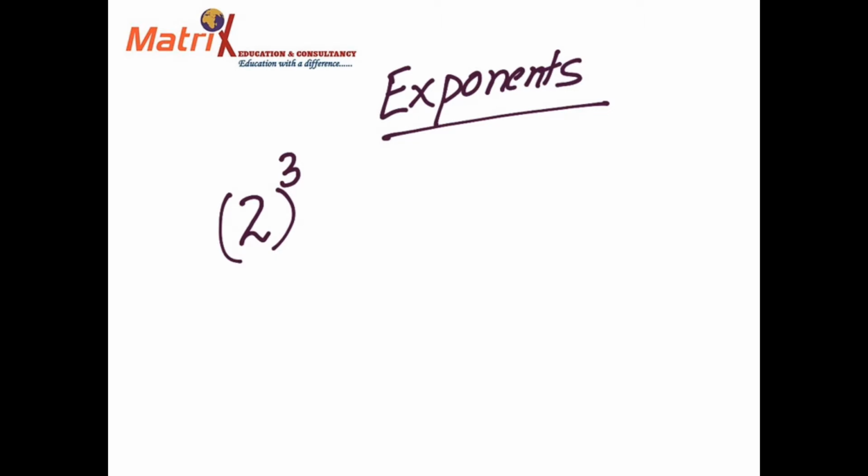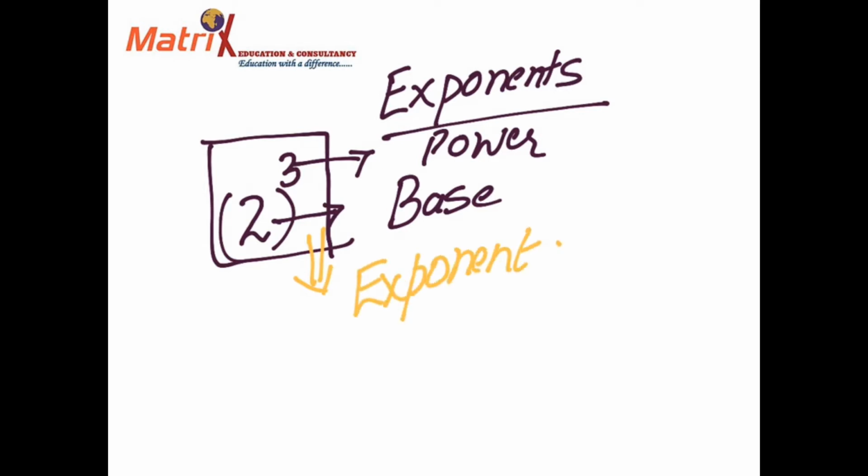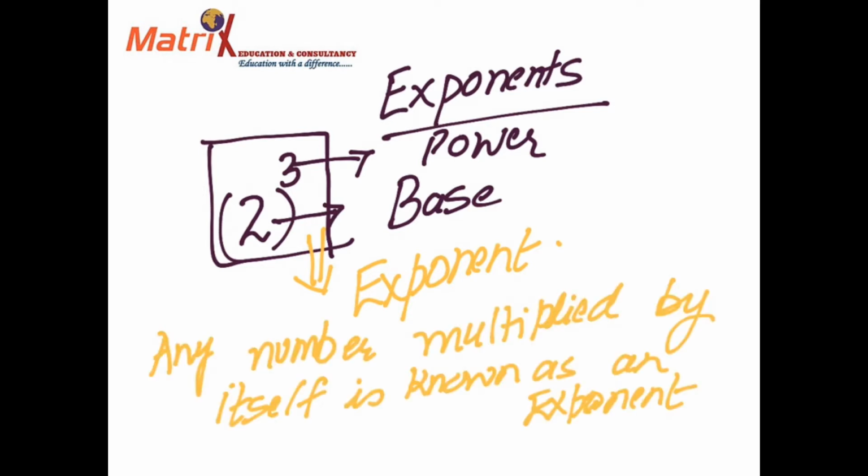Now you see 2 raised to the power of 3. This 2 is known as the base. This 3 is known as the power. And this whole expression is known as the exponent. But what is the meaning of exponent? Any number multiplied by itself is known as an exponent. I have written there: any number multiplied by itself is known as an exponent.